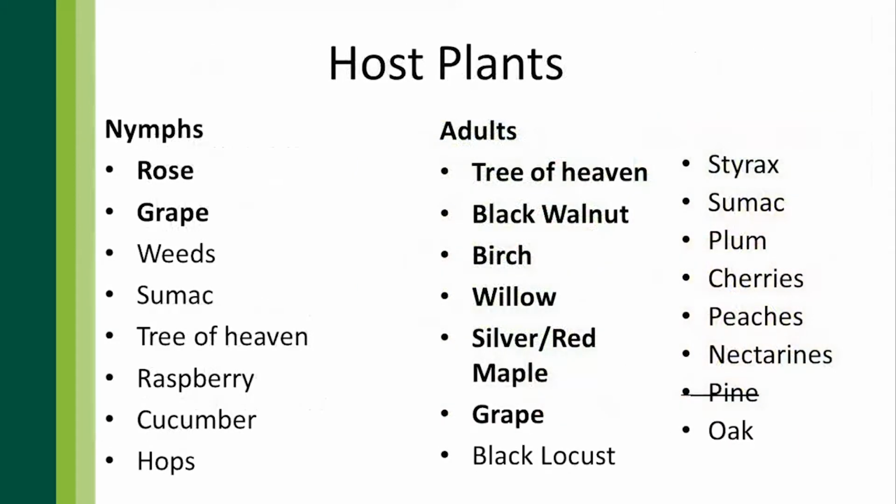As I mentioned, its host plants. On the left side, you have the nymph stage, and it really prefers roses, grapes, weeds, sumac, and then tree of heaven, and a few other ornamental plants. But then as we look at the host plants for the adults, you'll see a lot of them that are very common to our homeowner customers or our landscape customers. Tree of heaven, black walnut, birch, willow, silver maple, grape, black locust, peaches, cherries, oaks, especially, and pine. Those are plant species that are very common that we're going to encounter, where we may need to be looking at some of our systemic applications to reduce the prevalence of the adults as well.